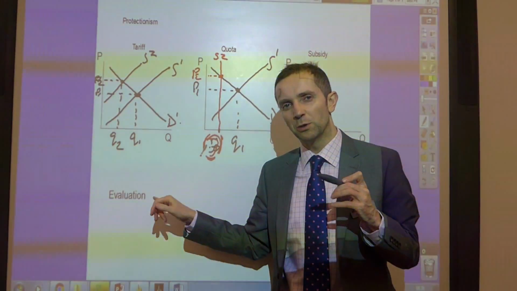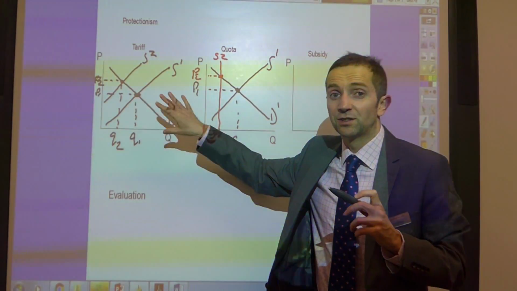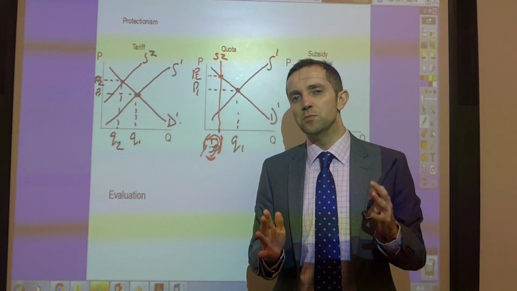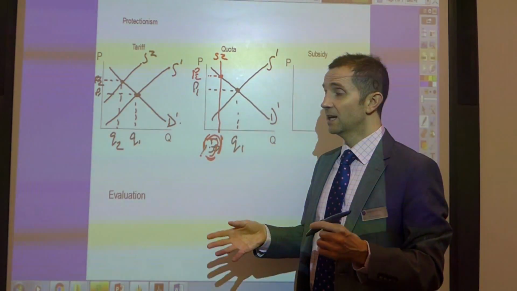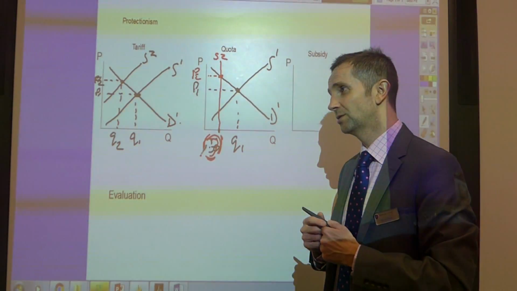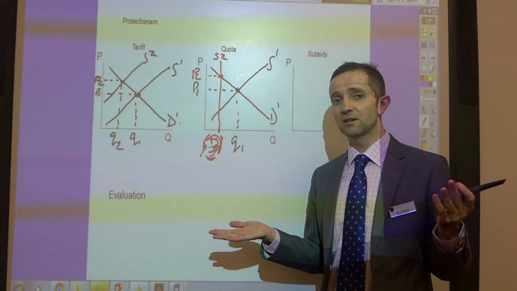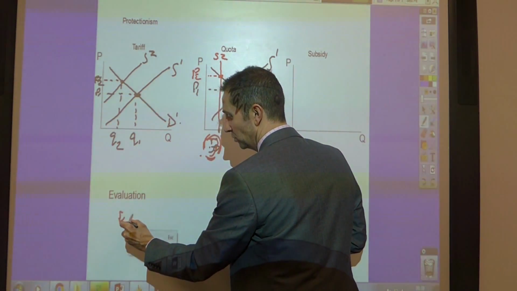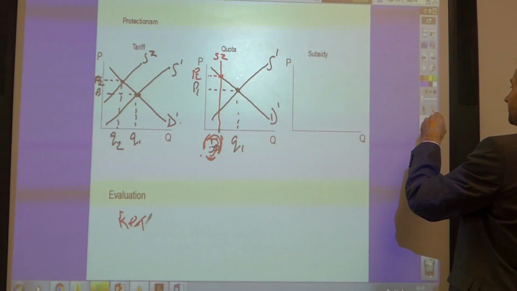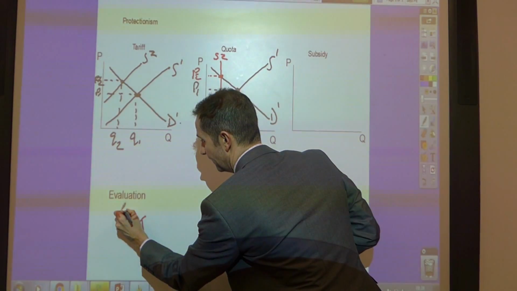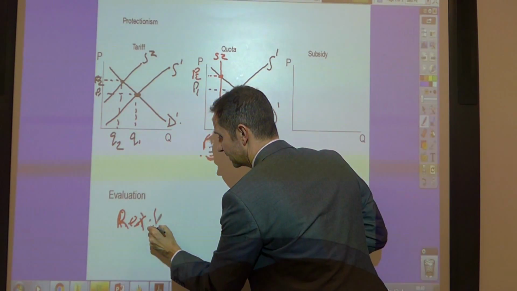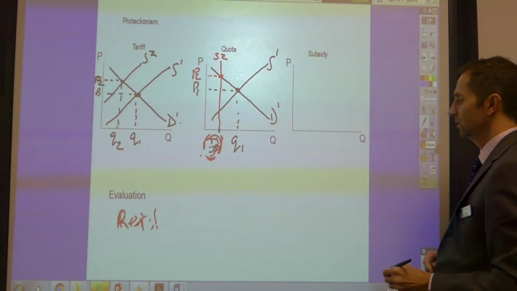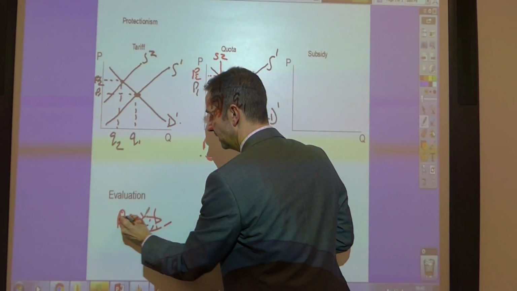Can we say anything in evaluation about the success or unsuccessfulness of these policies? Well, I think the first thing to mention, that you must mention if you get a question about this, is that if you impose a tariff on other countries' goods, what is to prevent them from imposing a tariff on your goods? And the same goes for quotas. So one of the problems is that you'll find, ladies and gentlemen, that there will be retaliation.